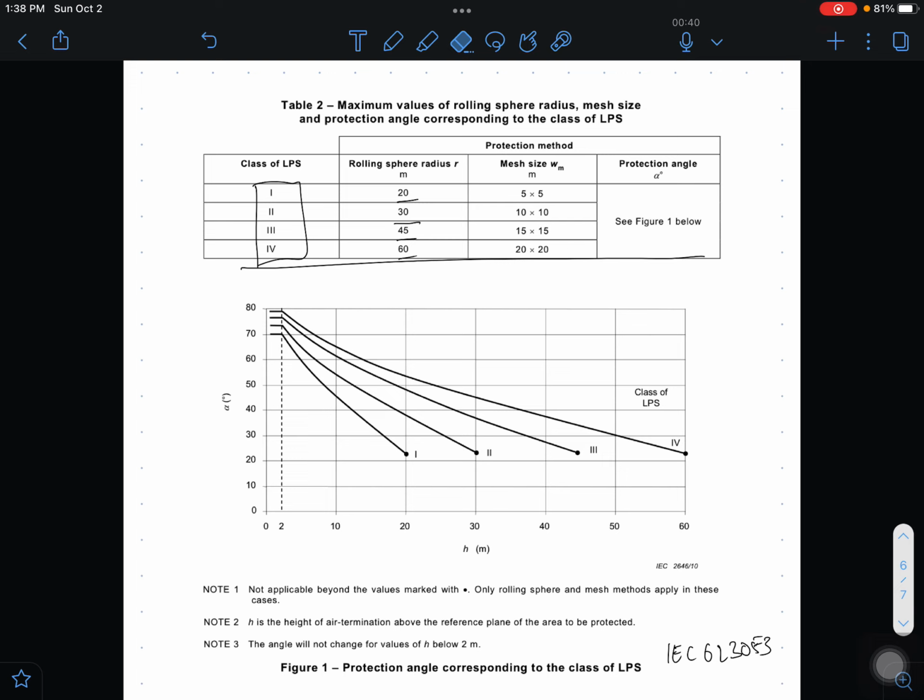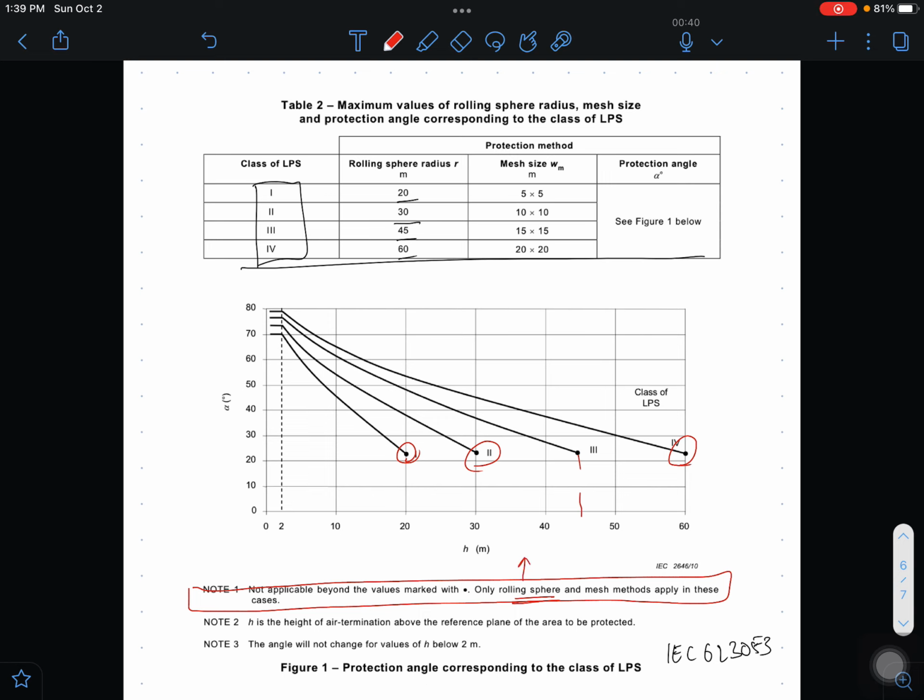So the limitation behind protection angle is that it is not valid for any distance beyond this point. So in case of class 1, you cannot apply more than 20 meters for a protection angle. In case of class 2, not after 30 meters high. In case of this, not after 45 meters. In case of class 4, after 60 meters, you cannot apply this method. Here it is mentioned in the note. This is not applicable. In that case, you have to go for rolling sphere or mesh method only. Typically, we go for rolling sphere in this case.